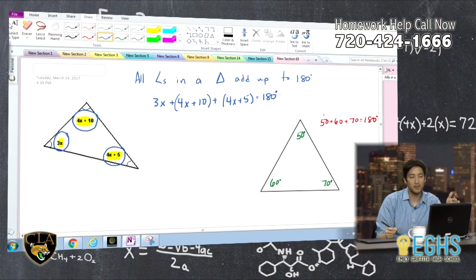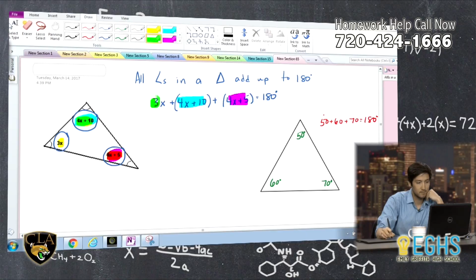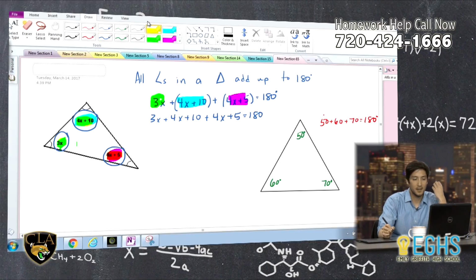So this is a relationship we have, and now that you see this, you're probably thinking, oh, it's just an algebra equation. So all we're going to do is remove all the parentheses, but you can see this angle, I literally just copied it from here. That's the relationship. And this angle is here, and the 3x is here. So if I just rewrite this without the parentheses, I get 3x plus 4x plus 10 plus 4x plus 5 equals 180. From here, it's just a multi-step equation where you need to combine like terms first, and then go through your normal steps of solving.